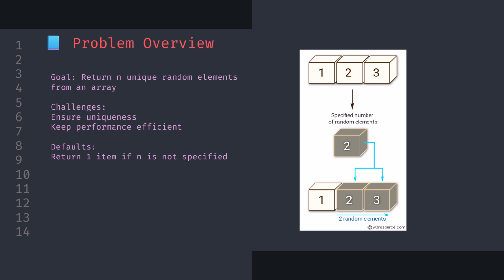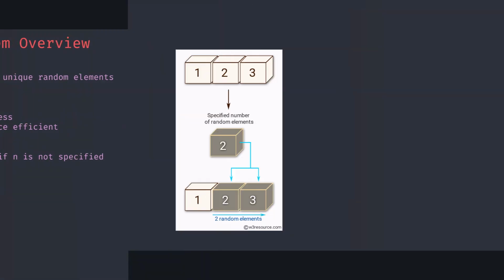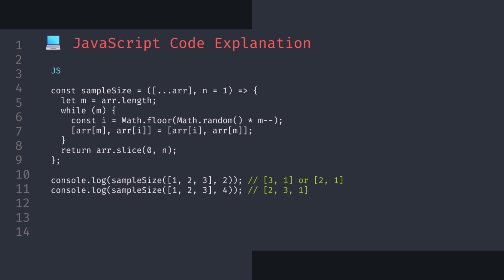Let's walk through the code implementation. We begin by making a shallow copy of the array using the spread operator. Then we shuffle the array in place with the Fisher-Yates algorithm. Finally, we return the first n elements from the shuffled result. This keeps things fast and ensures uniqueness.